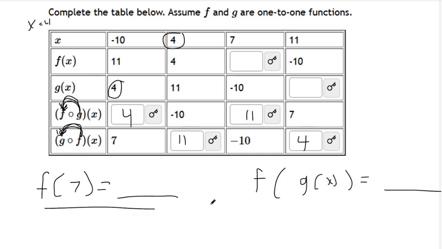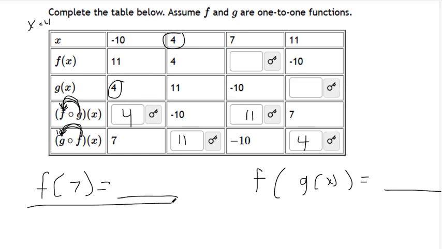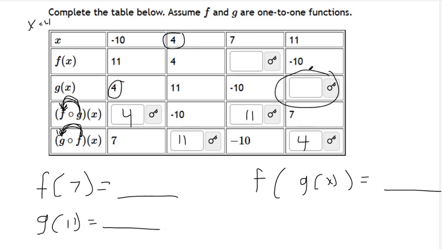So we can make these two sides match if we could have a g of x that equals 7. But if you look in the g of x column, there's no 7 available to us, so we're stuck. We can't figure this out from the information we're given. But I think if we start with this blank, maybe we could do it. This blank is g when you plug 11 into it. That's what we need to solve for this blank right here.